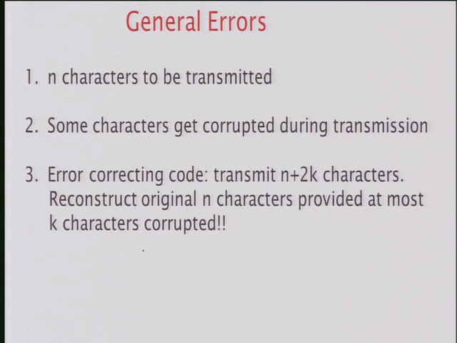Okay? So here's what the general picture is. The message is n characters long. We're going to transmit n plus 2k characters, and we'll be able to recover from any k characters being corrupted. So it just generalizes what we said before. Instead of a message of size 2, it's now a message of size n. Instead of lines, it's going to be polynomials of degree n minus 1. Everything else will be the same.